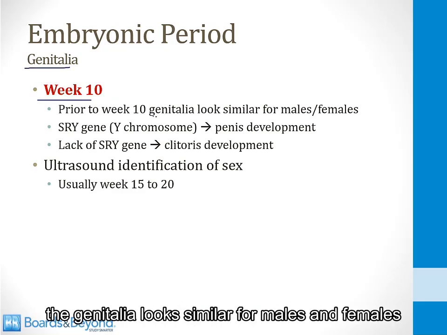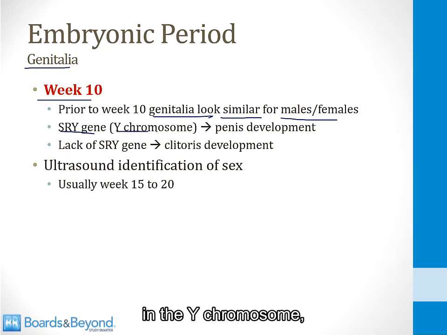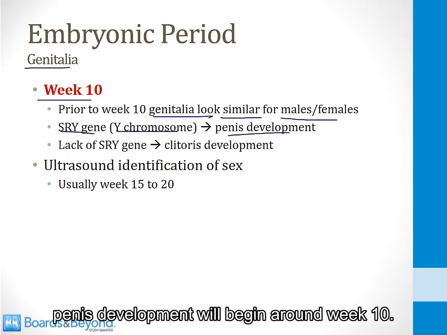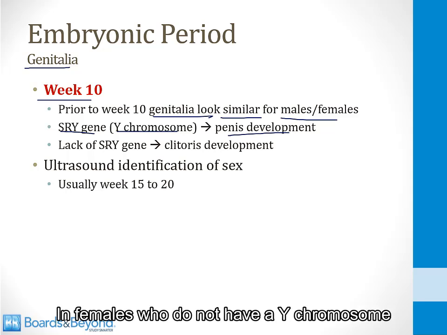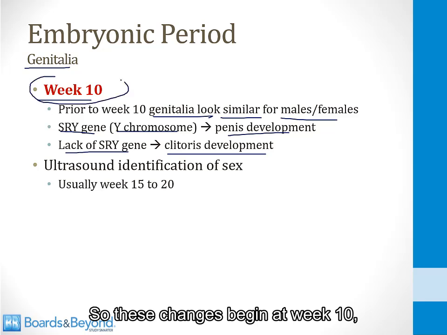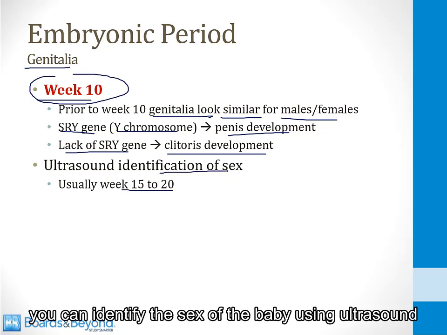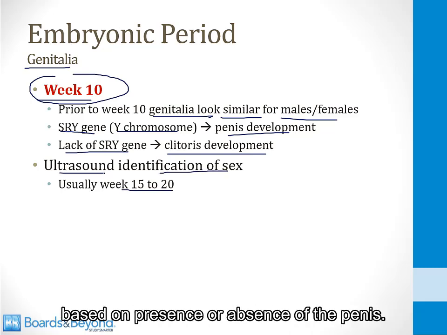Week 10 is a very important week in terms of development of the genitalia. Prior to week 10, the genitalia look similar for males and females. But in males who have the SRY gene found in the Y chromosome, penis development will begin around week 10. In females who do not have a Y chromosome and lack the SRY gene, this will lead to development of the clitoris. So these changes begin at week 10, and then usually by weeks 15 to 20, you can identify the sex of the baby using ultrasound based on presence or absence of the penis.